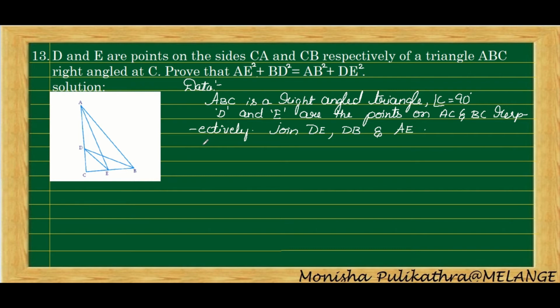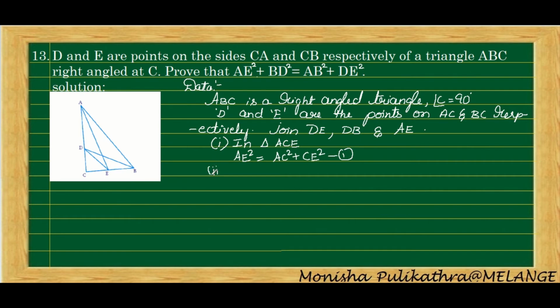Next, what we have to do is we need to take triangle. The first case we need to take triangle ACE. In triangle ACE, C is 90 degree. So the opposite side, the hypotenuse, will be AE. So AE square is equal to AC square plus CE square. So AE square, hypotenuse square, is equal to the sum of the squares on the other two sides. So let this be equation 1.